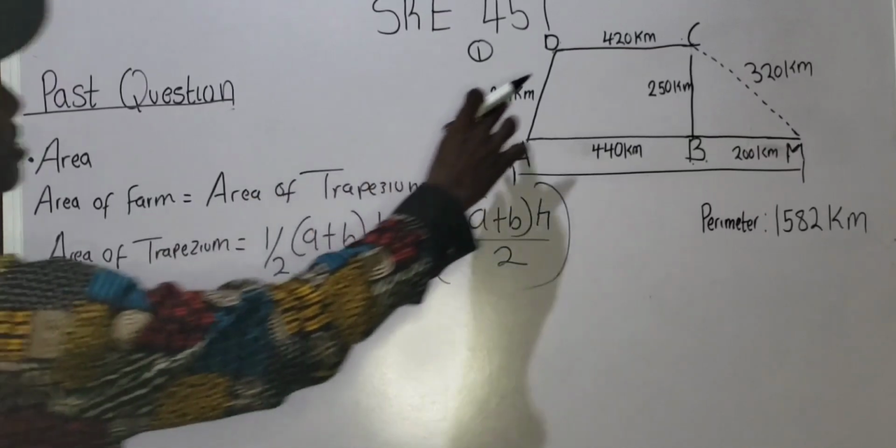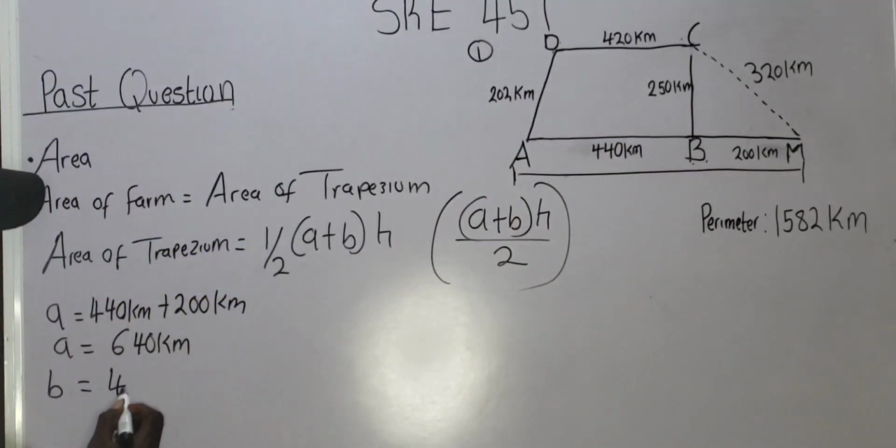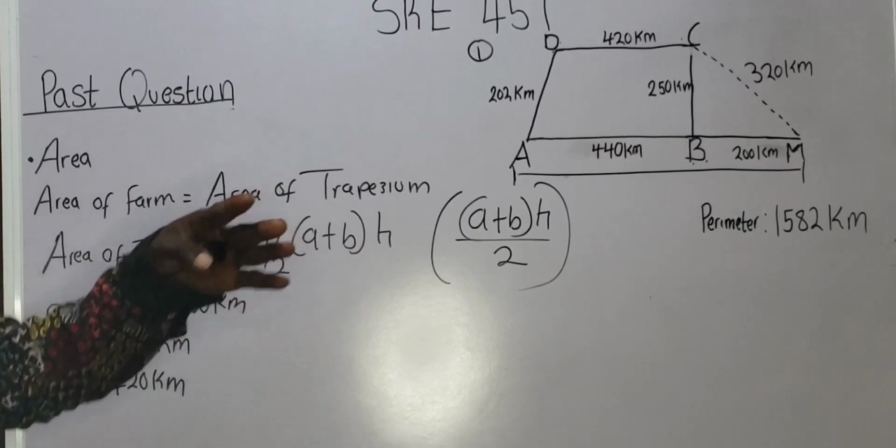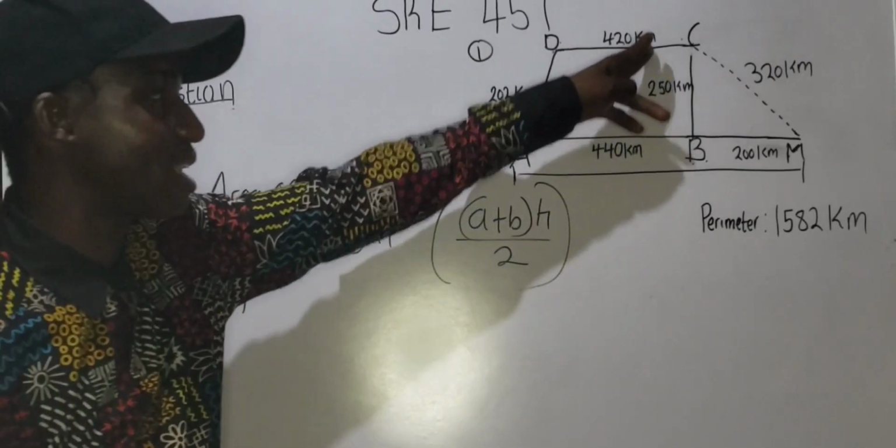Now B is line DC. This line is 420 kilometers. So B is 420 kilometers. Please don't get confused. I told you that A and B are the parallel sides of the trapezium, and h is the height, that is the distance between the parallel sides of this trapezium.